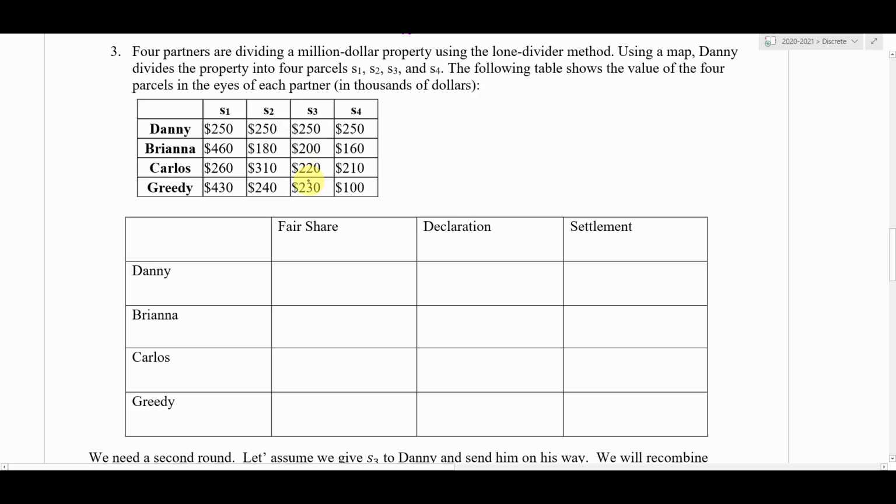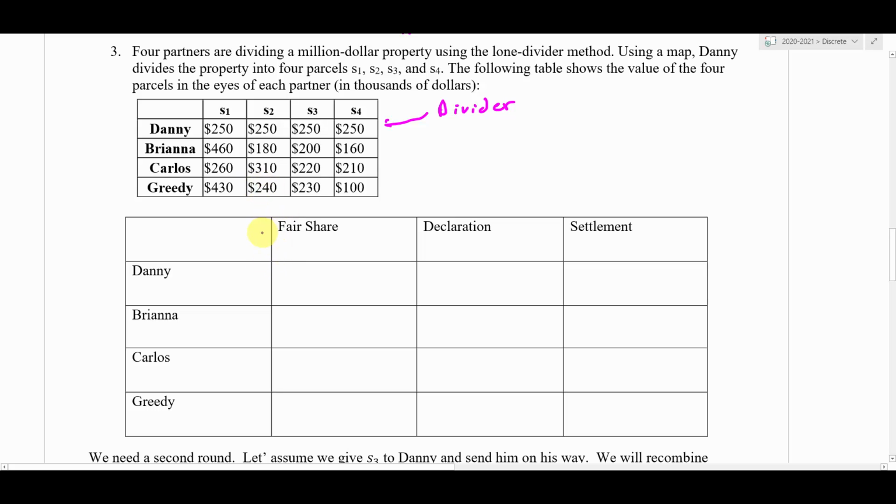Okay, so if I go through and take a look at this table, some things that I can notice right away. Notice that Danny divided it up because all of his values are the same, right? So I can tell right away that Danny is the divider in this scenario. Okay, and they also tell us in the problem. Right? Then we need to go through and calculate fair shares.